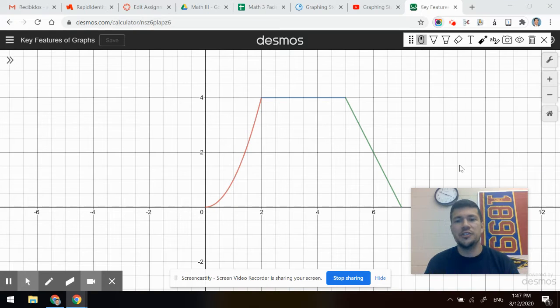Let's talk about the key features of graphs. These words that I'm going to use here in a second are some of the most common words and phrases that we're going to use all semester. So these are some that you want to acquire. You want to write these down. They're going to be important.